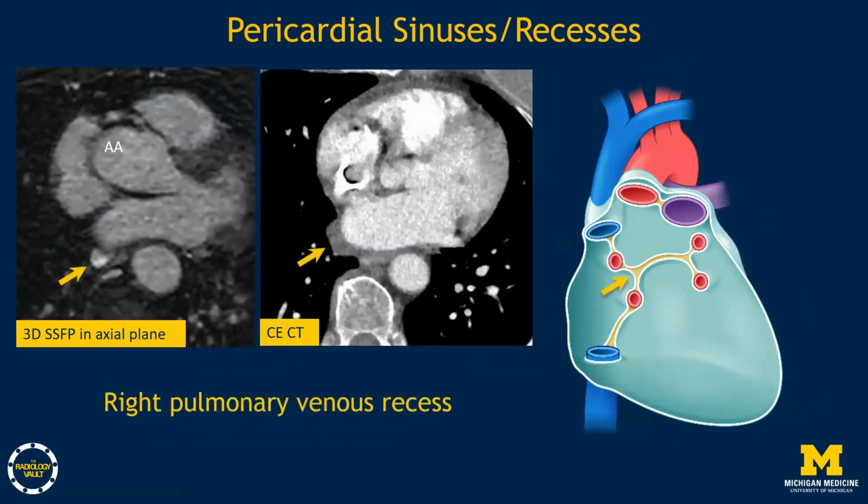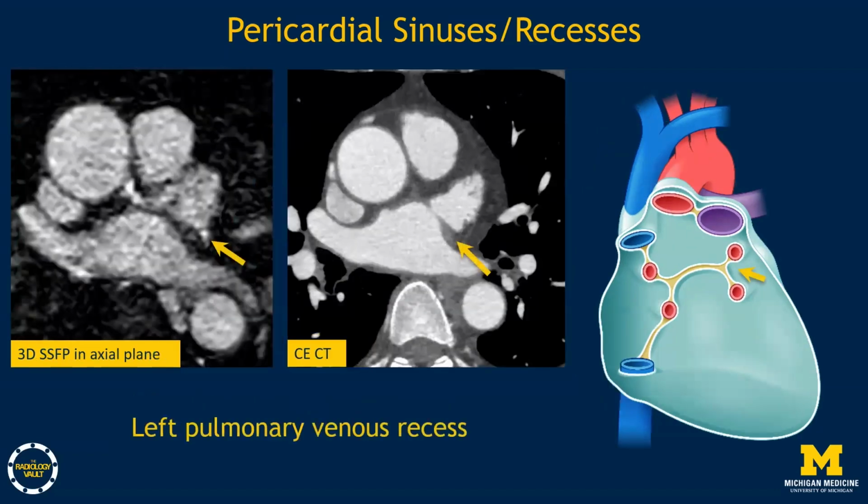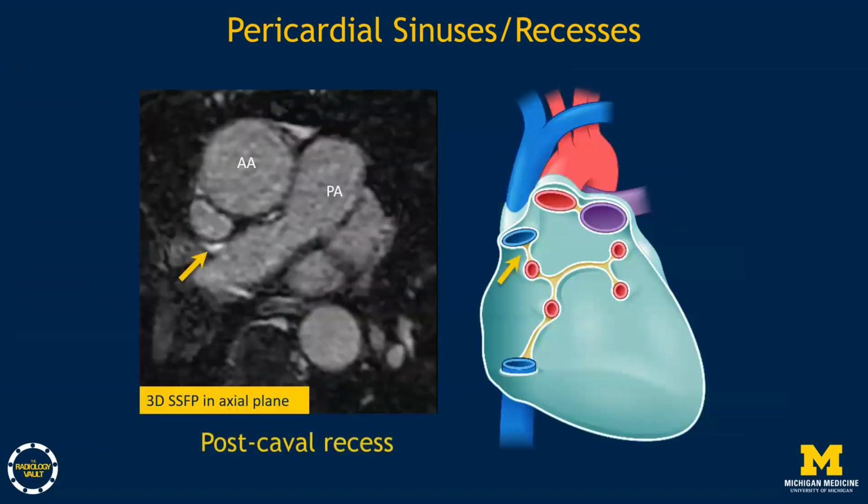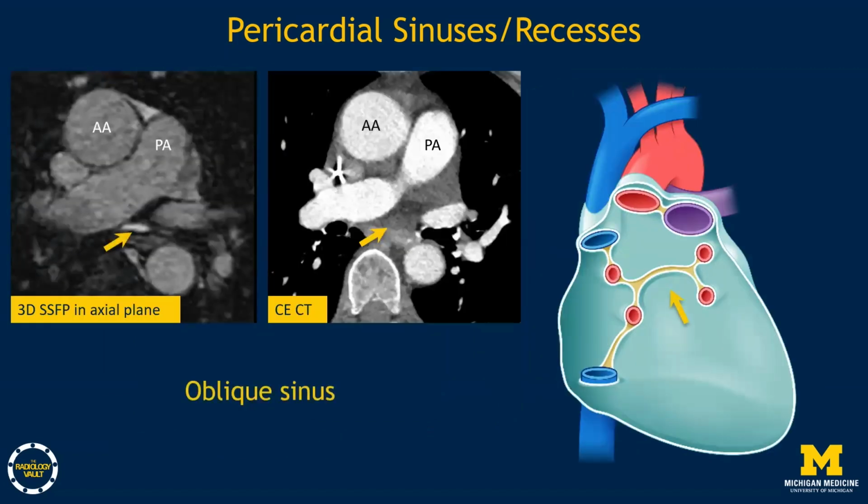In between and sometimes below the right pulmonary vein, there is the right pulmonary venous recess. Again, note the fluid density. In between the left pulmonary veins, there is the left pulmonary venous recess, and in my experience, it is the most difficult one to see. Just posterior to the distal SVC, there is the post-caval recess. In between the pulmonary veins, along the posterior aspect of the heart, just posterior to the left atrium, there is the oblique sinus.